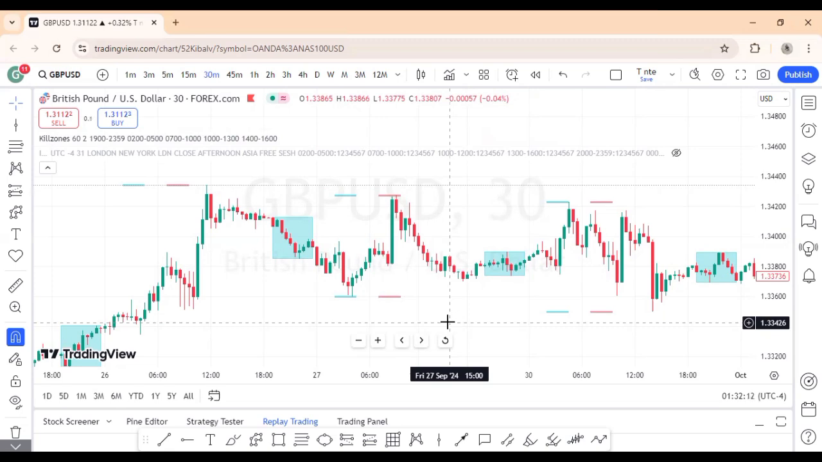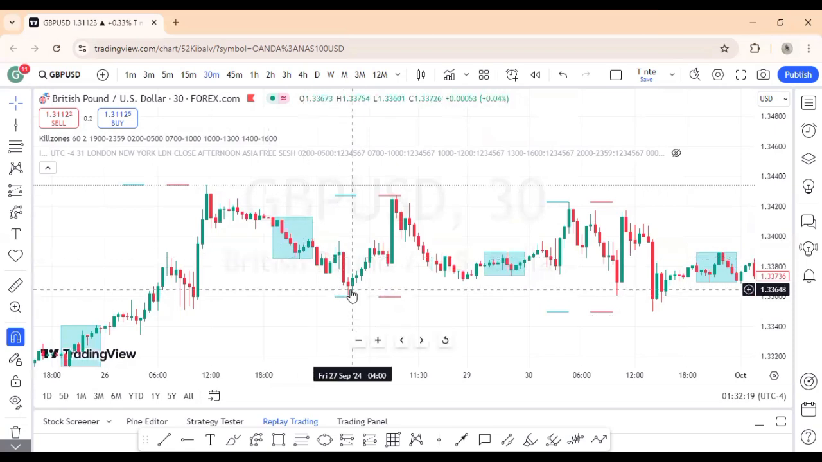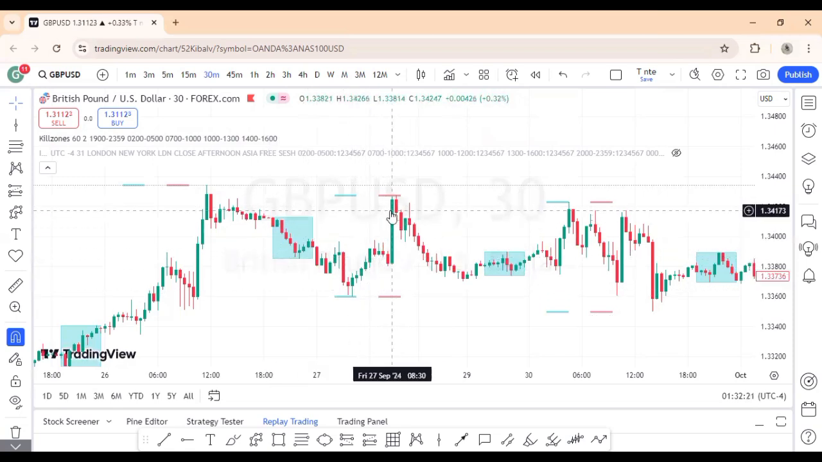So if price doesn't do what you want to see, look at the example here. Market took out this Asian low. You can see how the market bought after taking out the Asian low. Right? This is a very good example. Look at this one now. So as the market did that, now look at this, this is a New York candle. This is the New York candle here.